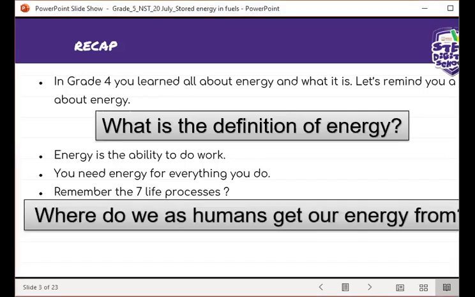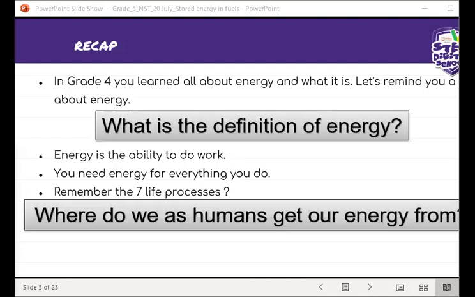Okay, so key question: where do we as humans get our energy from? Okay, Leletu, I see your hand is up. I was about to take your hand. You just took it down. We mostly get our energy, ma'am, from eating, and we usually get it from the sun. Okay, so we get our energy from the sun as well as from eating. Thank you very much, Sakura, for that.